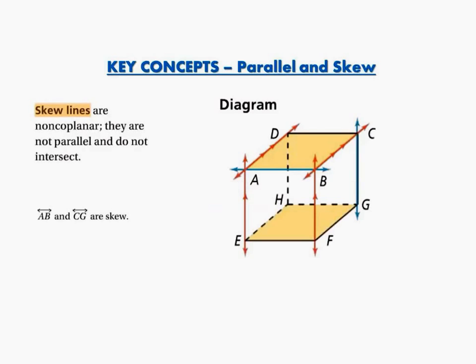Okay, we're looking at that same diagram, and it said that line AB, we're looking at the blue lines, and line CG are skew. Notice AB is here in the front, CG is in the back. AB would also be skew with line DH in the back. And there are more lines that are skew, but those are two of them. There are a few of them right there.